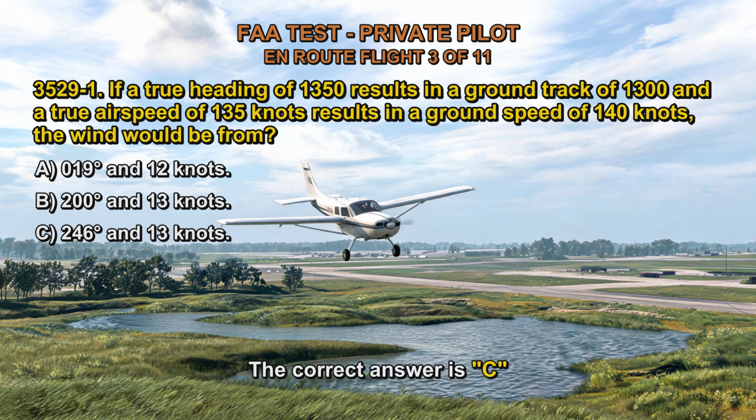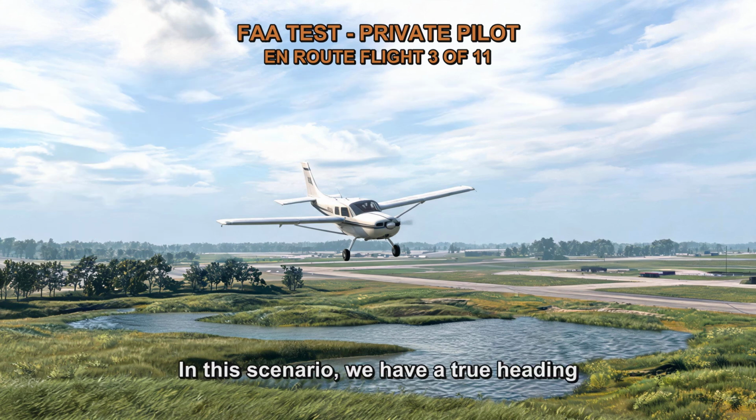The correct answer is C. In this scenario, we have a true heading of 135 degrees, which is the direction in which the aircraft is pointing relative to true north. However, the ground track, which is the actual path of the aircraft over the ground, is measured at 130 degrees. This difference between the true heading and the ground track indicates that there is wind affecting the aircraft's motion.